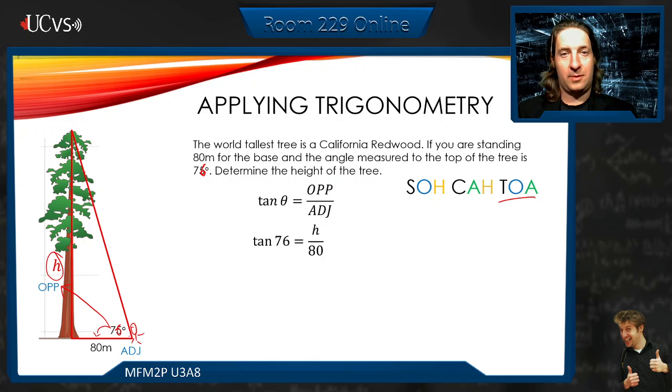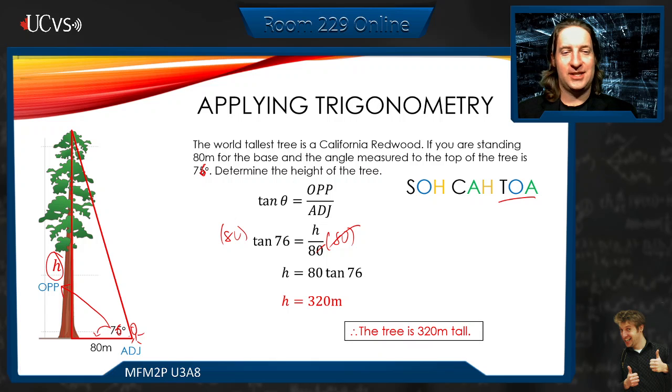So now, how do I solve this? Multiply both sides by 80. Cancel. So I get h is equal to 80 times tan 76, and it gives me a height of 320 meters, or more than 500 feet. It's a big tree. So that tree is 320 meters tall. Okay, wait a sec. I didn't do my last step. Check. Does it make sense? This is 80 meters. This is 320. Yeah, that fits the diagram. All right, we're good to go.